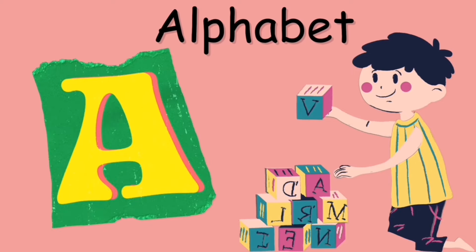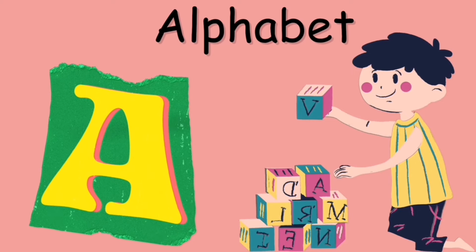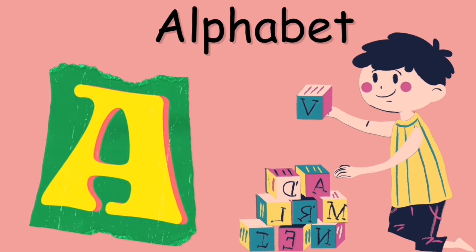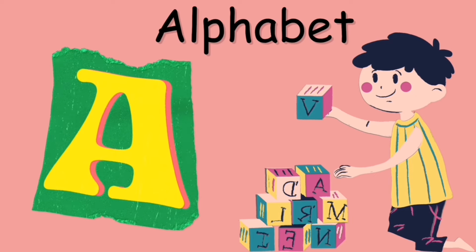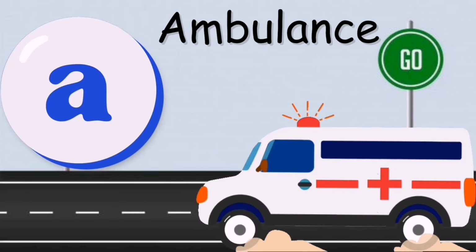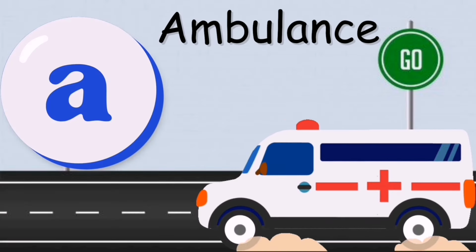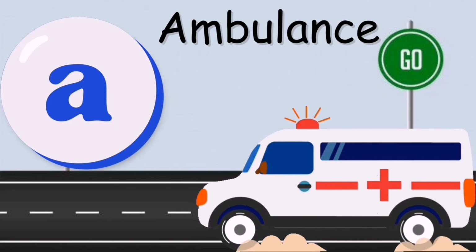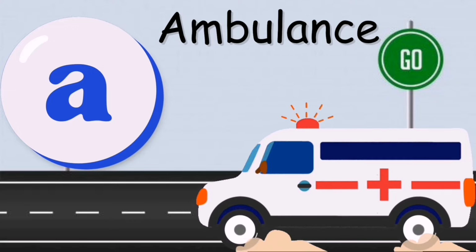A for alphabet. A-L-P-H-A-B-E-T. Alphabet. A for axe. A-X-E. Axe. A for ambulance. A-M-B-U-L-A-N-C-E. Ambulance.